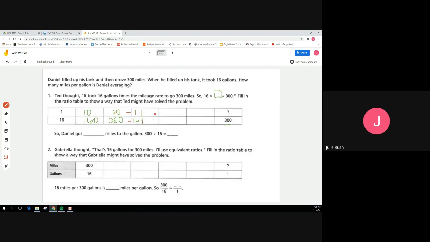So 20 minus 1 gives us 19. And 320 minus 16 gives me 304, and 20 minus 16 gives me 4. So now I'm at 304, and I want to be at 300. So I need to take away, right?